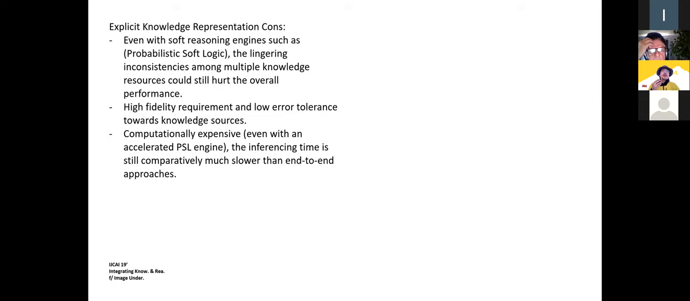First of all, even with soft reasoning engines that can take in probabilities, the lingering inconsistencies among multiple knowledge resources could still hurt the overall performance. And there is a high fidelity requirement, which means low error tolerance towards knowledge sources: if there are wrongly labeled or wrongly input knowledge, the system can hardly overcome that. And the most important is it's fairly computationally expensive. Even with an accelerated PSL engine, it's still far slower than end-to-end approaches.